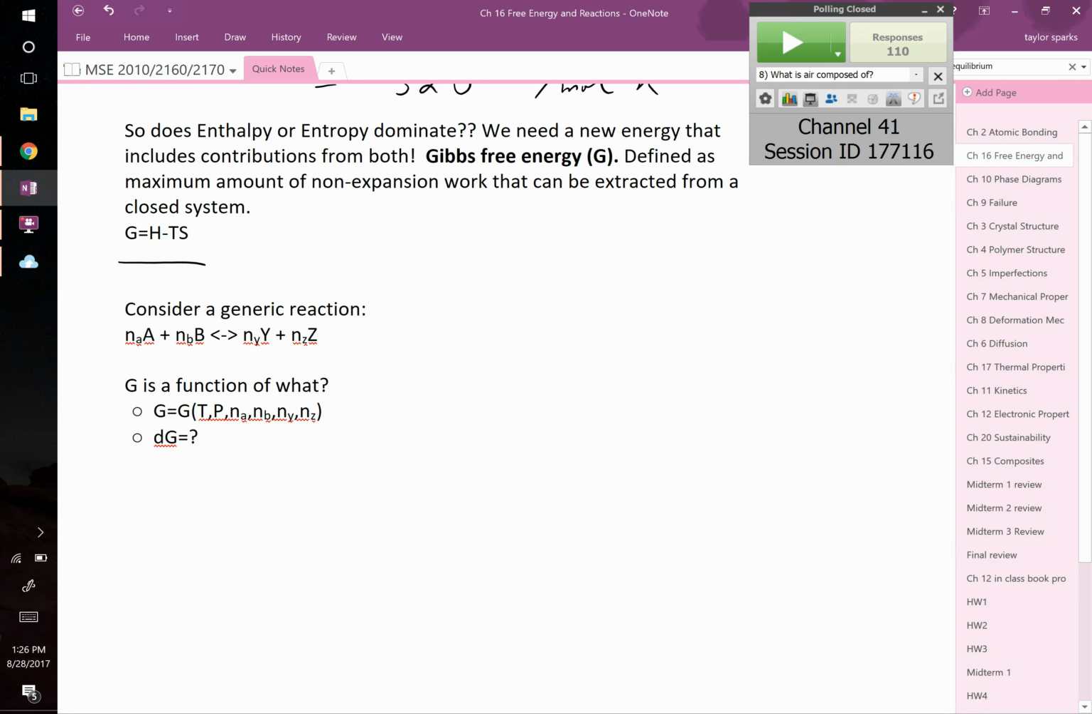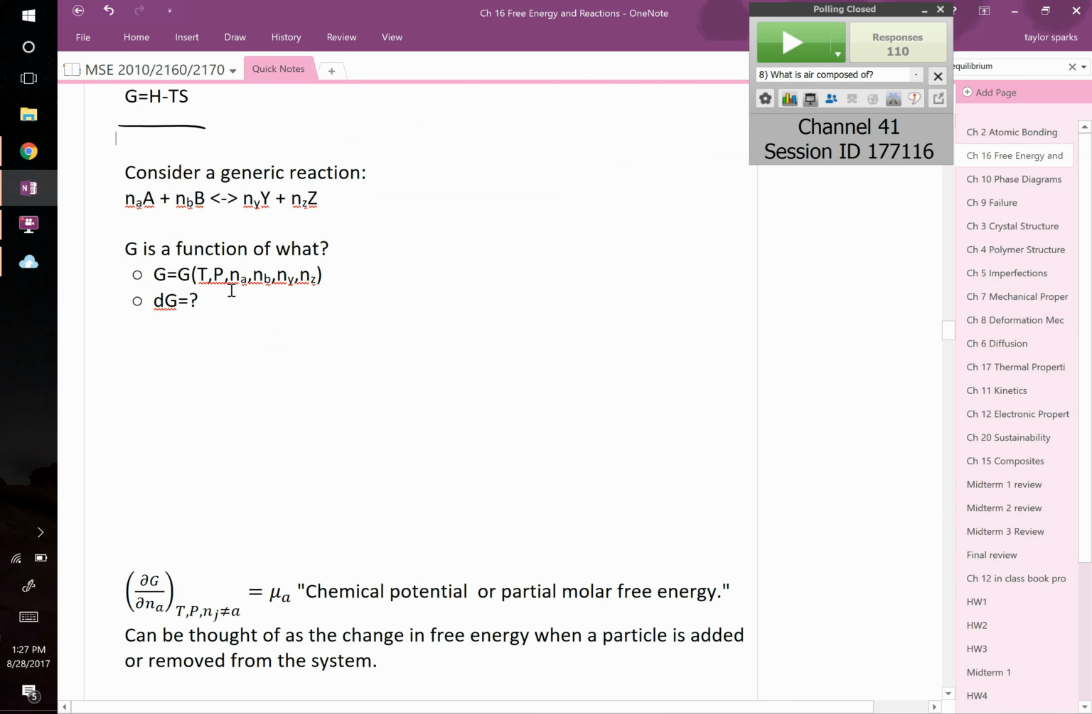So let's write out a generic reaction. Here's our generic reaction. You've got N sub A, the number of moles of compound A, N sub B, compound B. So you're combining some number of moles of compounds A and B, and you're going to form some number of moles of compounds Y and Z. We can write out what the Gibbs free energy for that expression would be.